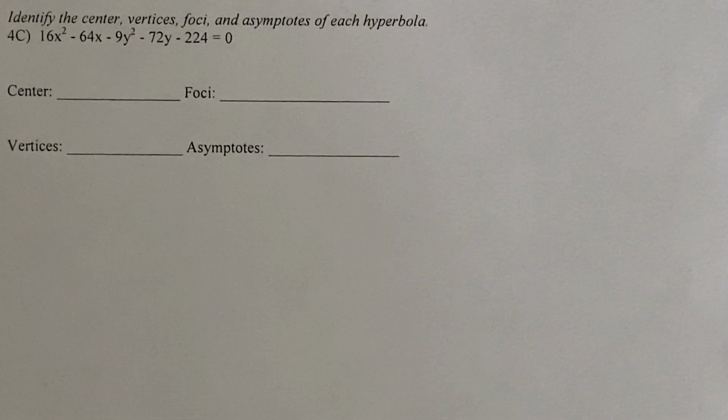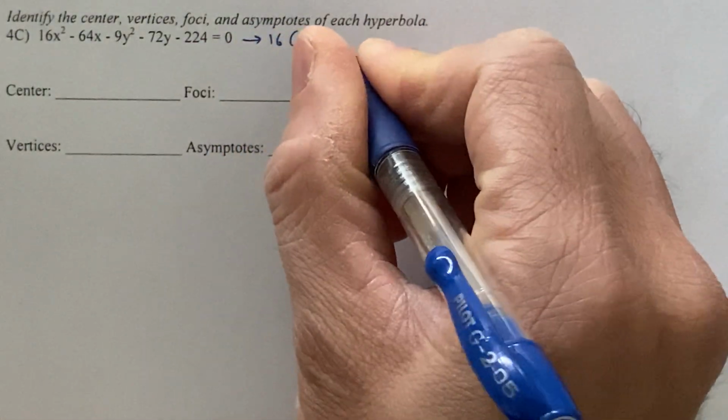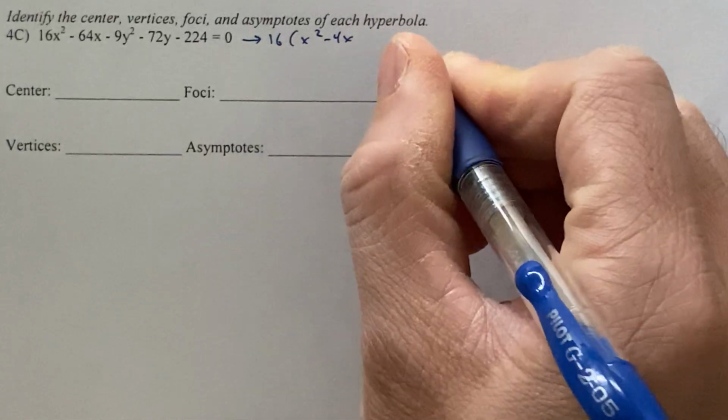Okay, again, the annoying part about this problem is that it's not in user-friendly form, so we've got to use completing the square to get there. So again, I'm going to factor anything in front of x squared out. This is going to give me 16 times x squared minus 4x, leave a little space.